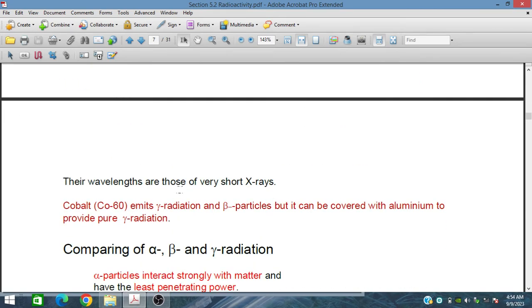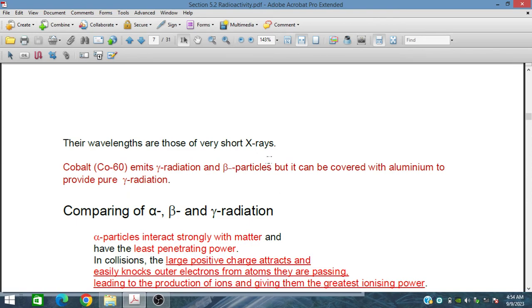So their wavelengths are those of very short X-rays. Cobalt emits gamma radiation and beta particles, but it can be converted with aluminum to provide gamma radiation. If the cobalt source is protected with an aluminum sheet, then after the aluminum sheet only gamma radiation will be available.